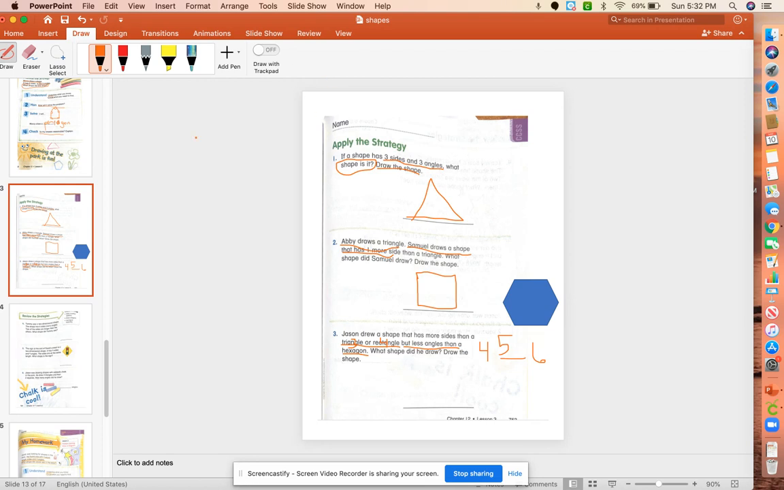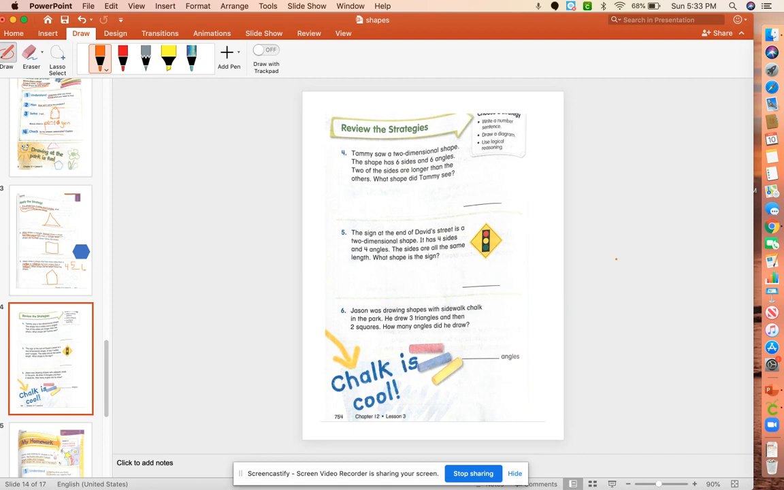Oh, I can see it right there. 5 sides. It reminds me of a birdhouse. 1, 2, 3, 4, 5. Anyone remember what that's called? It's a pentagon. I hope you got that right in your head or said it out loud. All right, we're going to try these next few.